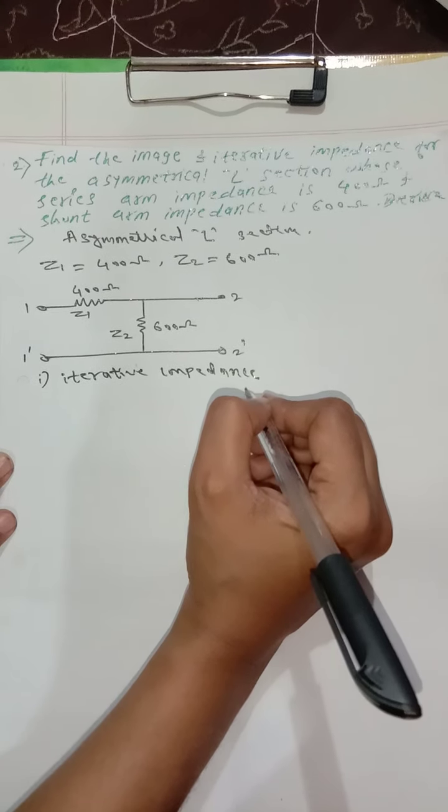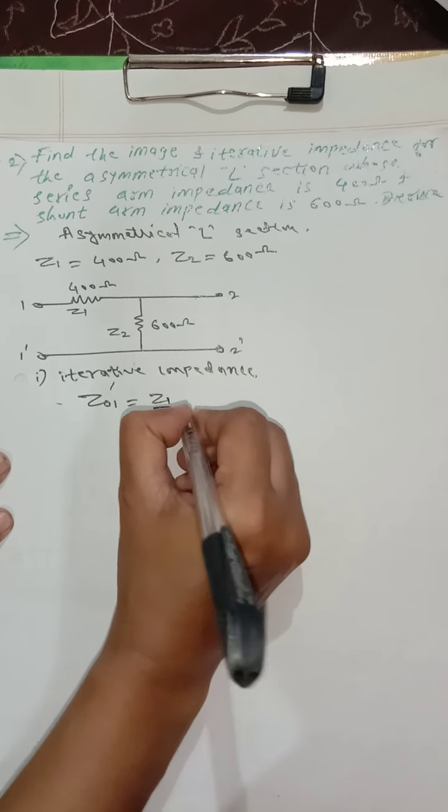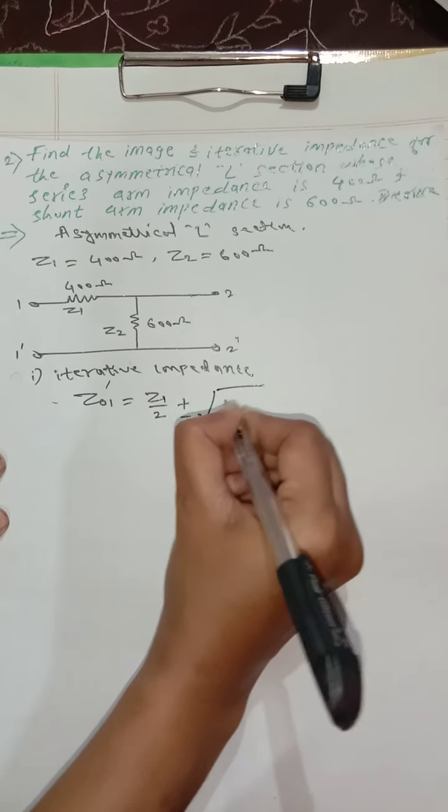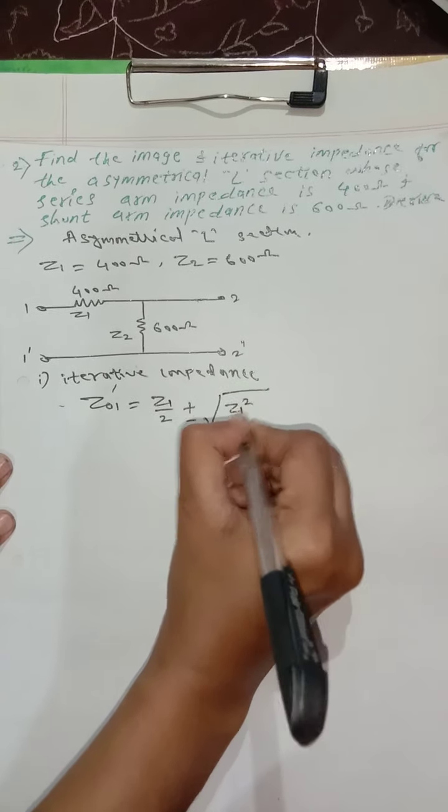Iterative impedance can be calculated as two iterative impedance will be there. So one is at the input side and the other is at the output port, you can say. So first is nothing but Z01 dash, can be calculated as Z1 by 2 plus or minus root of Z1 square, which is the derived formula. So directly you can use this formula and you can calculate the parameter.